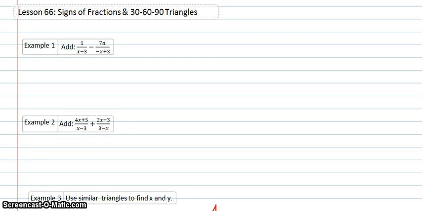We're looking at lesson 66 today. We have the signs of fractions and 30, 60, 90 degree triangles. Our first example, what we're trying to do is get a common denominator.